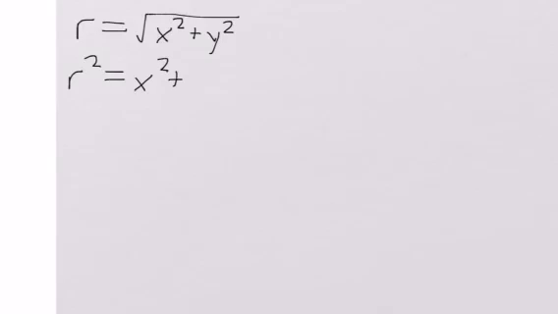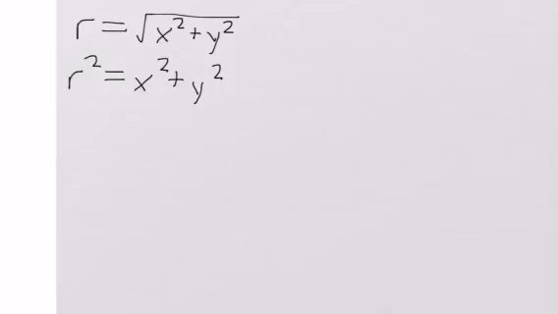So we're going to recall that by definition, r is equal to the square root of x squared plus y squared. Or if I square both sides, I get r squared is equal to x squared plus y squared. So you might recognize this as a form of the Pythagorean theorem, and that's going to be useful for us, which is why we call these Pythagorean identities.